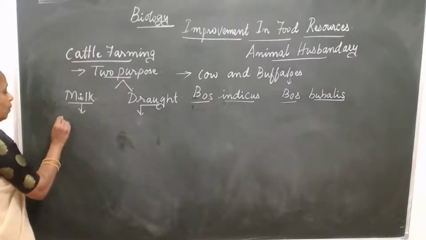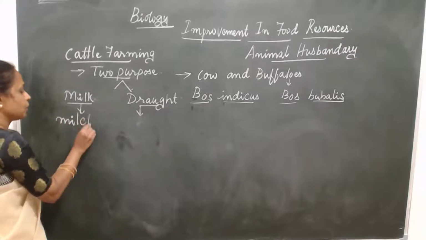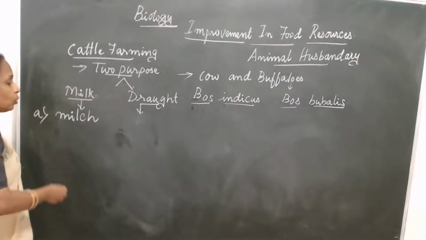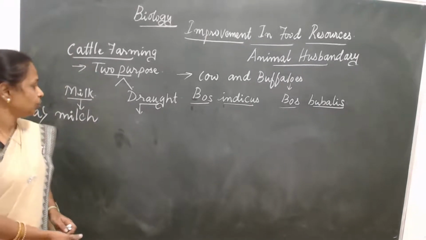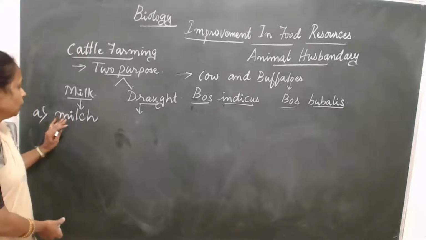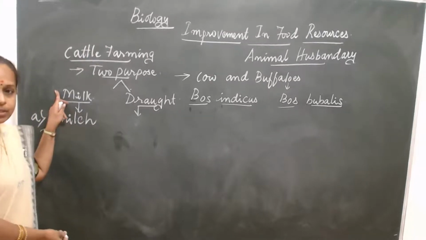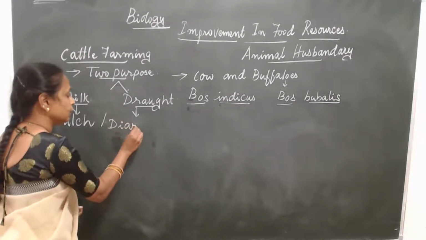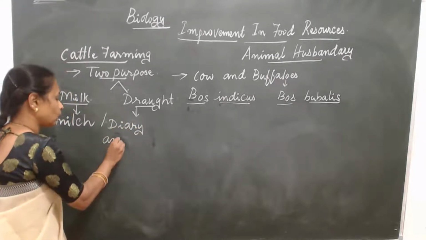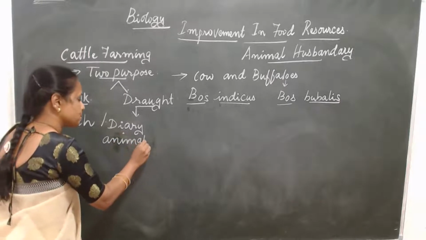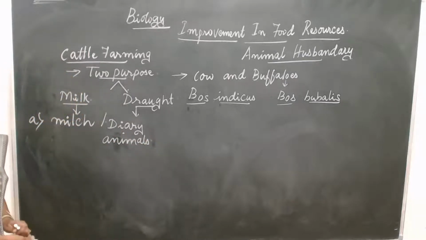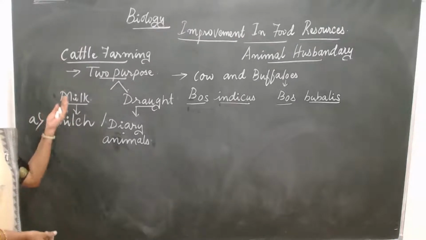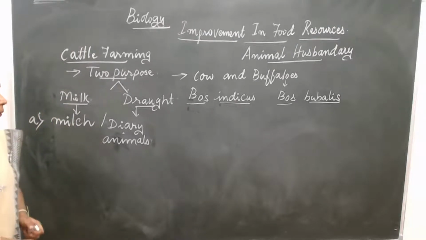Then, milk producing animals are called milch animals. So we will have two varieties of animals. The milch animals produce the milk. These milch animals are also called dairy animals. Dairy farming you might have heard. Instead of saying cattle farming, some people use the word dairy farming.